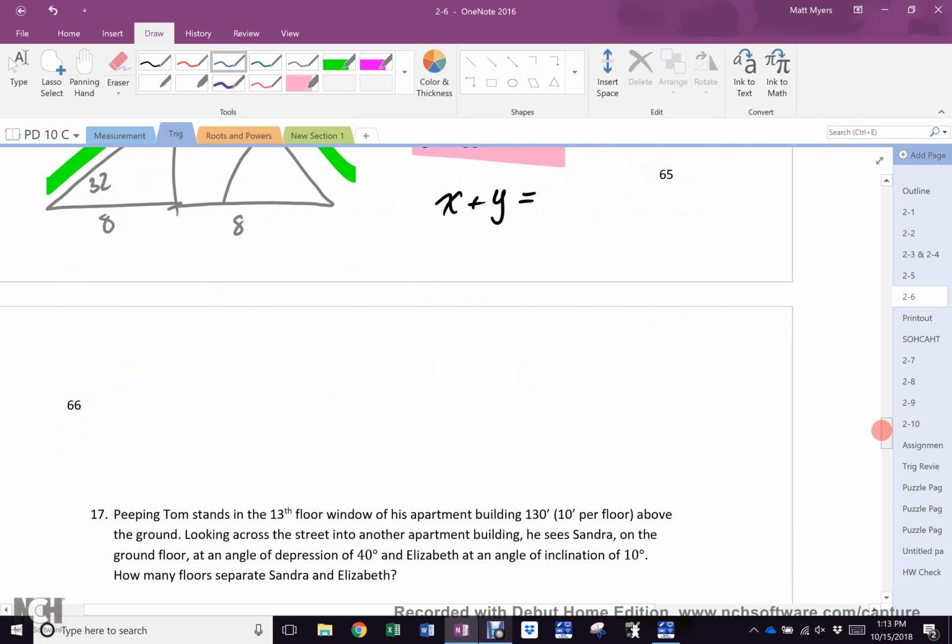Somebody's answer? Preston? 24 meters. Any corroboration? Corroborated. Moving on.